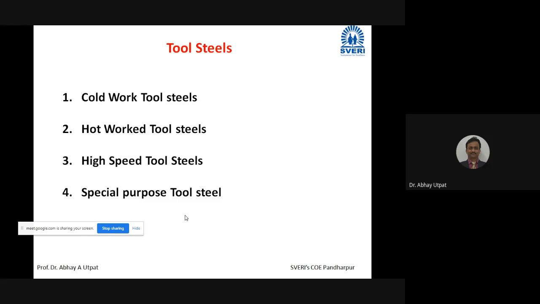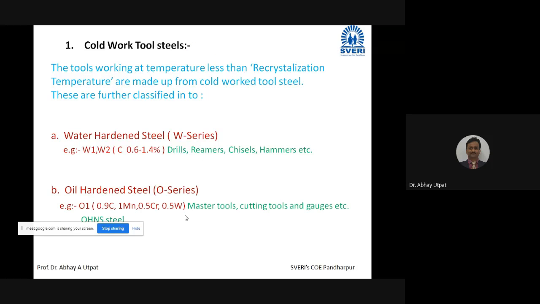Now there are separate requirements. The steel or tools used in cold working operations require some different characteristics. The tool which is required to work at hot or higher temperature has different requirements. To fulfill those requirements, these categories are made and the alloying elements are adjusted accordingly. So one by one, let us see. First is cold work tool steel.